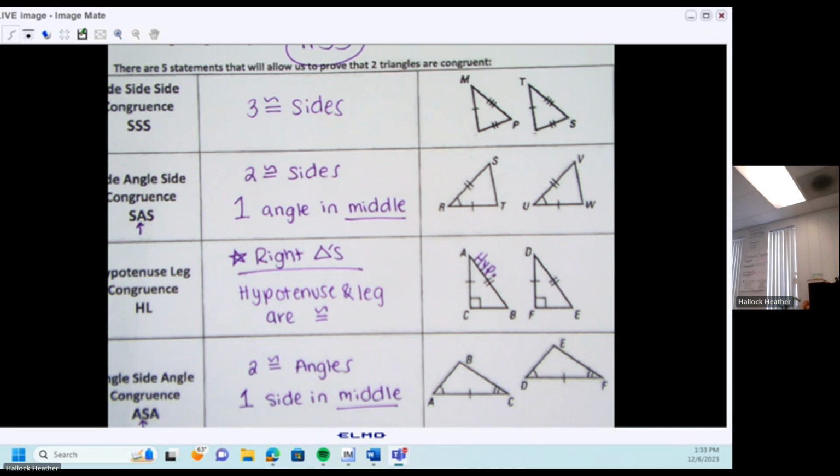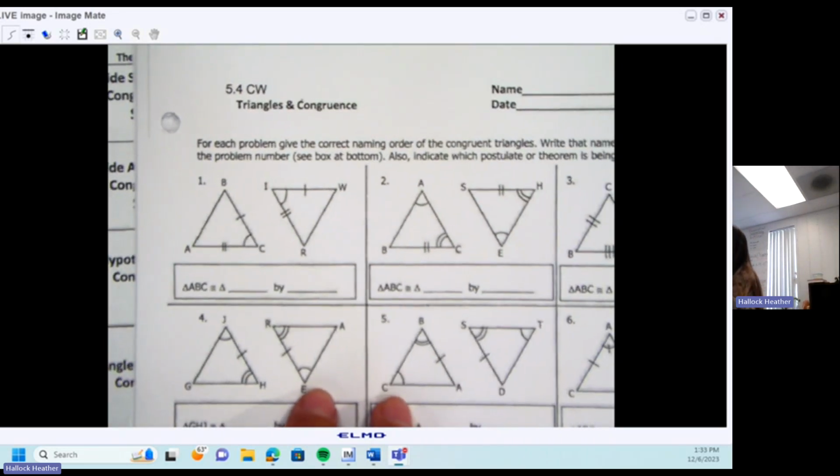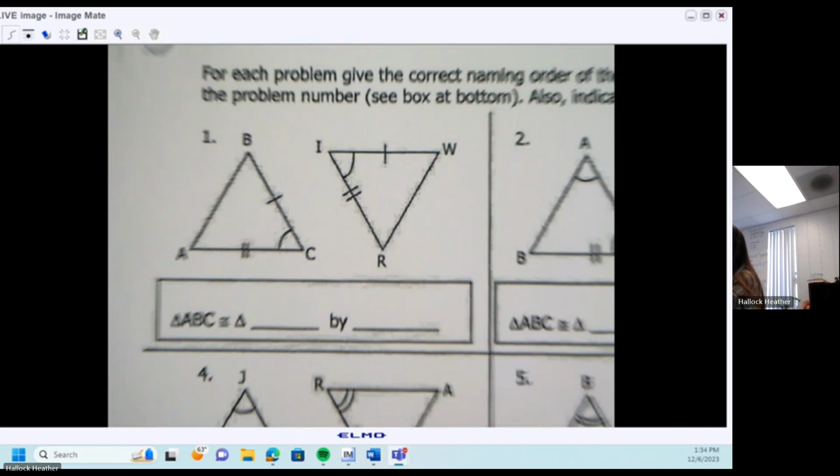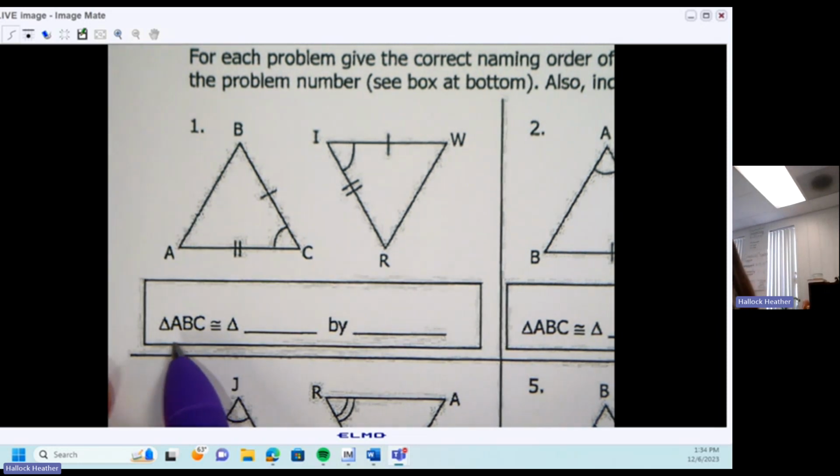Okay. If you look at the first problem, this involves what we were doing on Monday and on Tuesday. It is key how you write the triangle. You have to tell me what theorem you're using. You have to tell me how you would write the triangle. None of these have the shortcuts. None of these are trying to trick you today. They are all going to work.